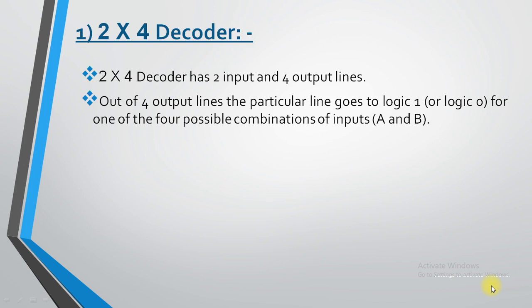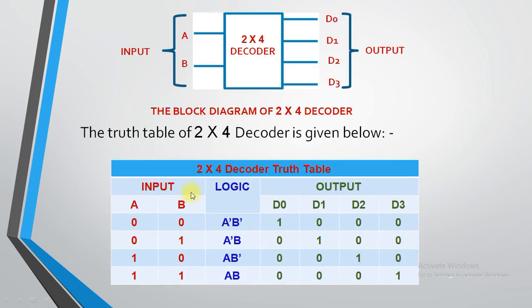Let me share the block diagram of the 2 by 4 decoder as well as the truth table of the 2 by 4 decoder. Over here, first of all you need to make one square. There are 2 input variables A and B, because we are understanding the 2 by 4 decoder. So 2 is related to the 2 input lines, and you need to draw 4 output lines, 1, 2, 3 and 4. The first output line is represented by D0, then D1, D2 and D3.